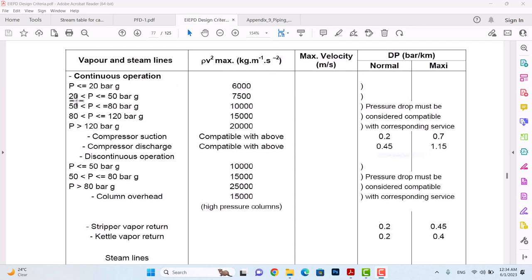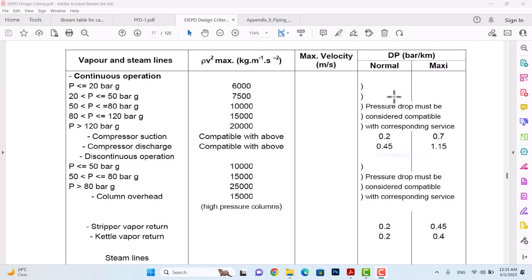If the pressure is between 20 to 50 bar gauge, it is 7,500. If the pressure is between 50 and 80 bar gauge or equal to 80 bar gauge, it is 10,000. And the same happens, and of course, other criteria for different pressures, as you can see here.